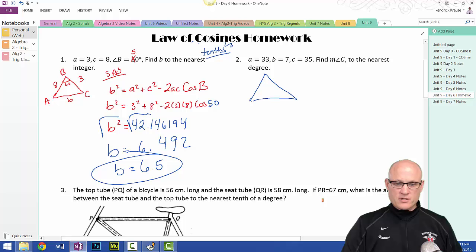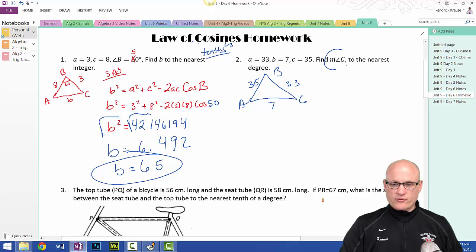That's good. So A is, let's go A, B, C. It says A is 33. B is 7. And C, I made 35. That's good. And now we're looking for angle C. I just want to make sure that my C's are on the outside. So C squared equals a squared plus b squared minus 2ab cosine c. Notice my c's are on the outside.